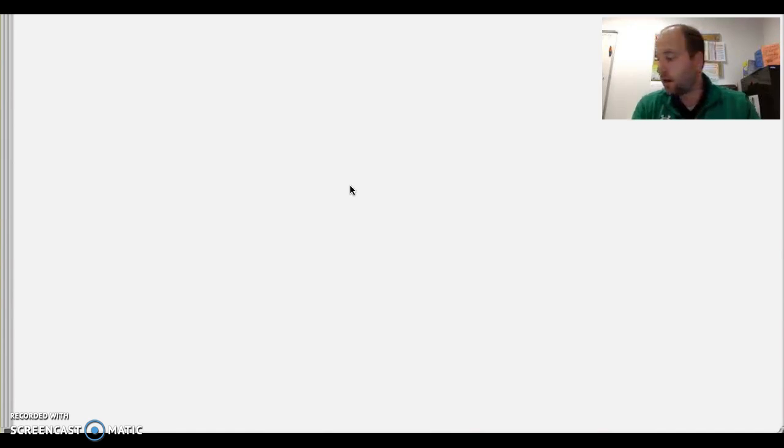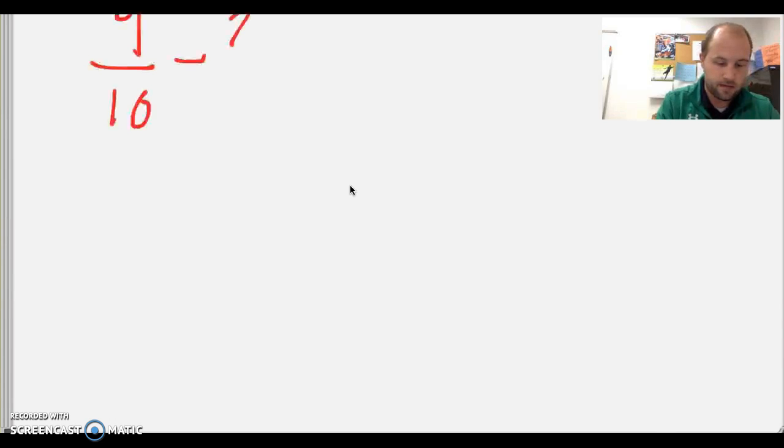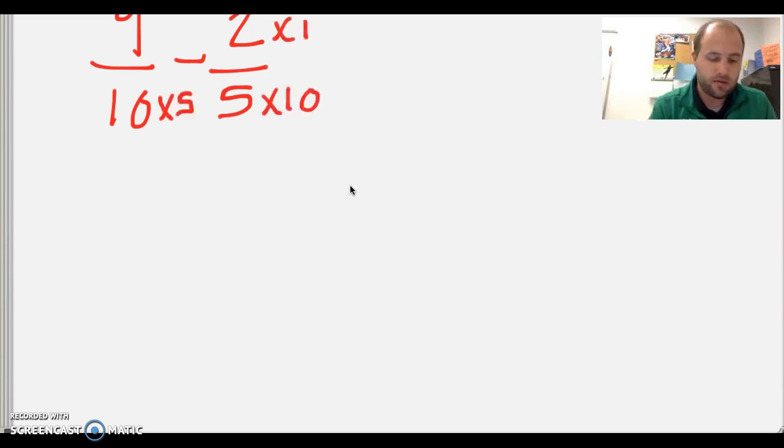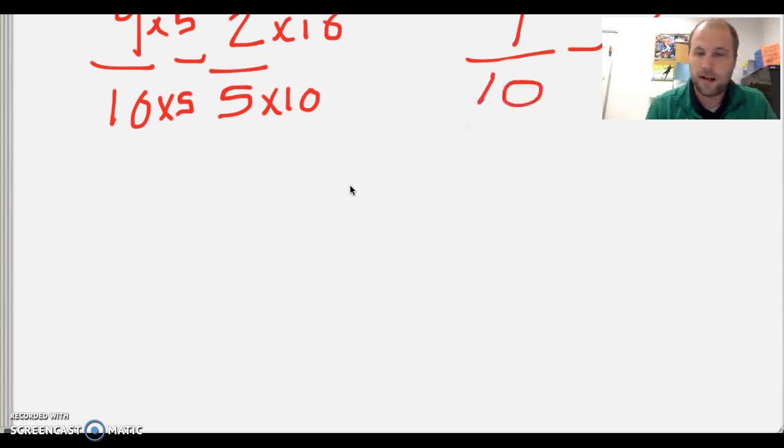All right. So we've got our problem: 9/10 minus 2/5. Okay? When we do this, we can either multiply our two denominators together, because we know that's going to work, but we also know we're going to have to simplify at the end. Or we can take 2 minutes and look at it and realize that 5 can go into 10. We don't need to change the 9/10. We're just going to change this. 5 times 2 is 10. That's going to give us two common denominators, right?